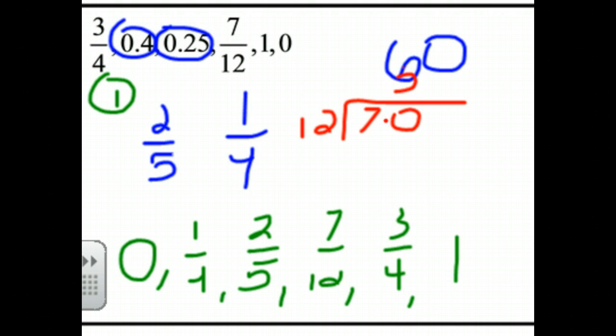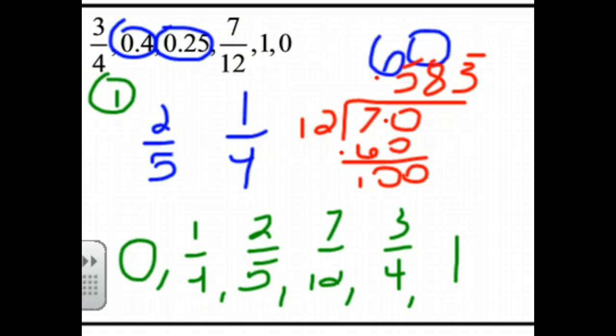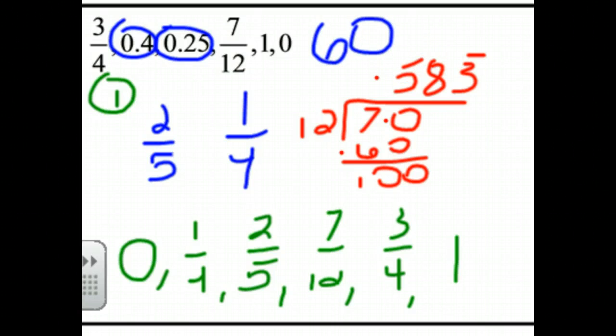Goes into that 5 times. And we can continue through. That's 60 down to 10. 10 it goes into 8 times. Takes it back down to 40, and then we get a 3 repeating. So 0.583 repeating is what we get for 7/12 if we convert it into a decimal, and then of course 3/4 is 0.75.